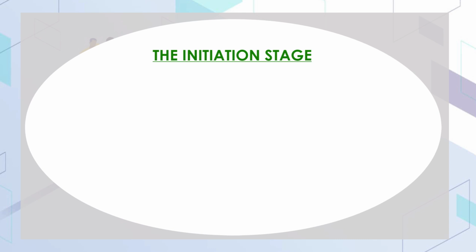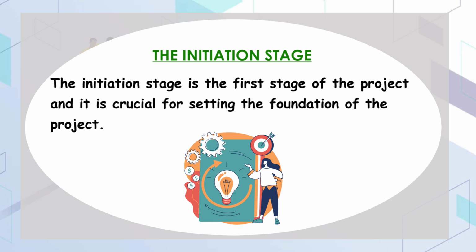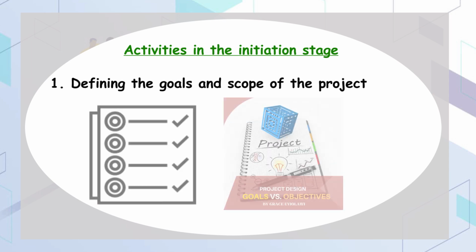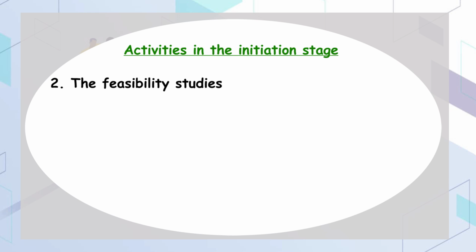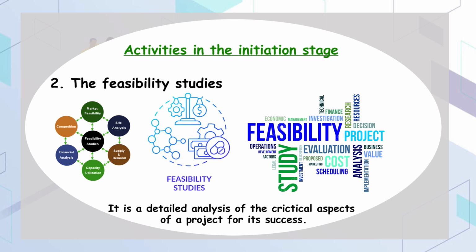The initiation stage is usually the first stage of a construction project, and it is crucial for setting the foundation of the entire project. In this stage, we have several activities that we follow in order. To begin with is defining the goals and the scope of the project, where we establish the project's objectives and what it aims to achieve. Secondly, we conduct a feasibility study to assess the project's viability, evaluating factors such as cost, time, resources, and potential risks.